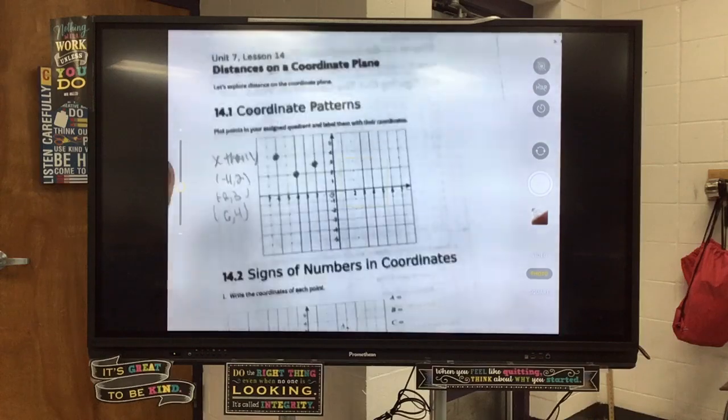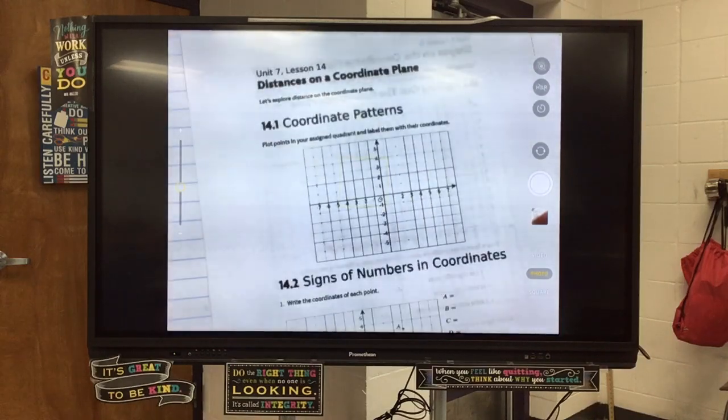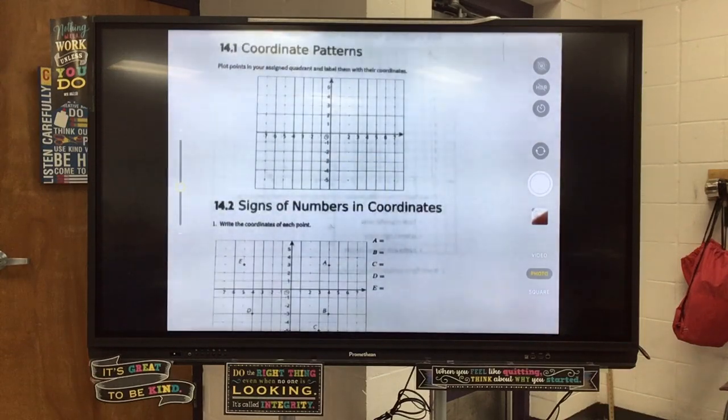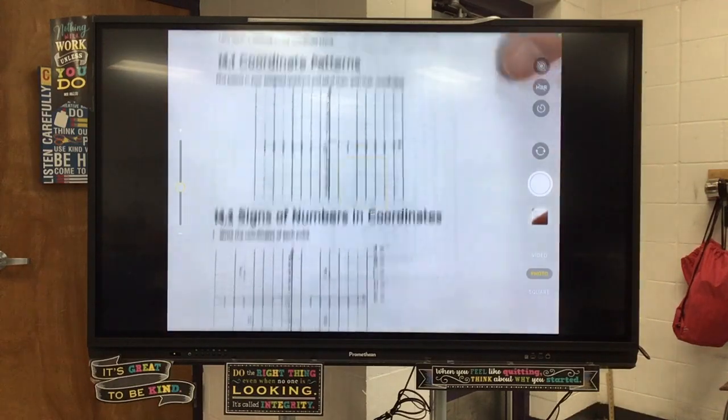If it's 6 and 4, that's where you're going. Okay? I was counting from the two. It's okay. You're good. All right. So just kind of getting our minds wrapped around plotting points, understanding that. Let's go ahead and move into the next part of this lesson.